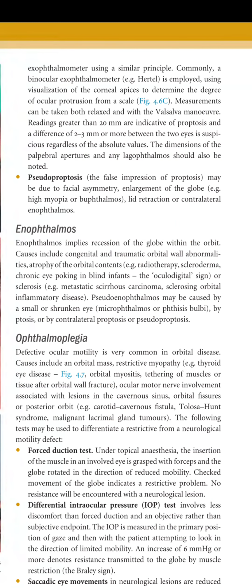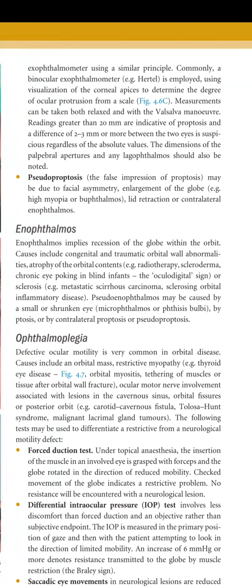Commonly, a binocular exophthalmometer, for example Hertel, is employed, using visualization of the corneal apices to determine the degree of ocular protrusion from the scale. Measurement can be taken both relaxed and with the Valsalva maneuver. Readings greater than 20 mm are indicative of proptosis, and a difference of 2 to 3 mm or more between the two eyes is suspicious regardless of the absolute values.